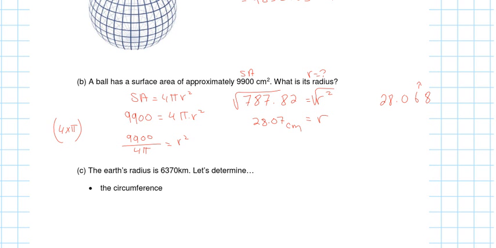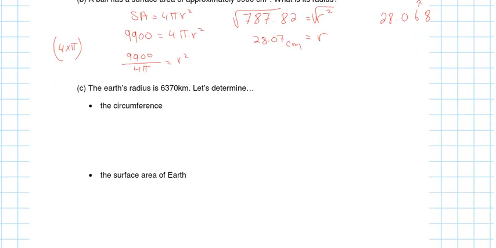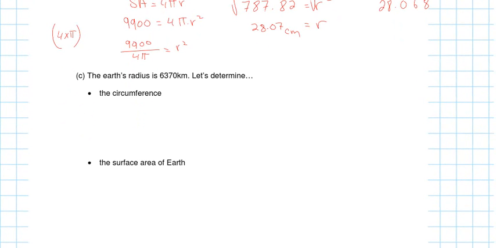Okay? All right. The Earth's radius is 6,370 kilometers. Let's determine the circumference, assuming that the Earth is a perfect sphere. Earth is a 3D shape, right? Circumference is the outside of a 2D shape. So if I have the sphere and I'm looking for the circumference, I'm taking the widest circle of that sphere, and I'm looking for the actual circumference of that.